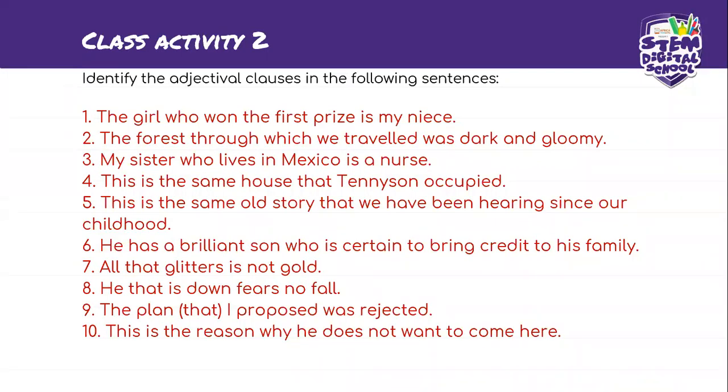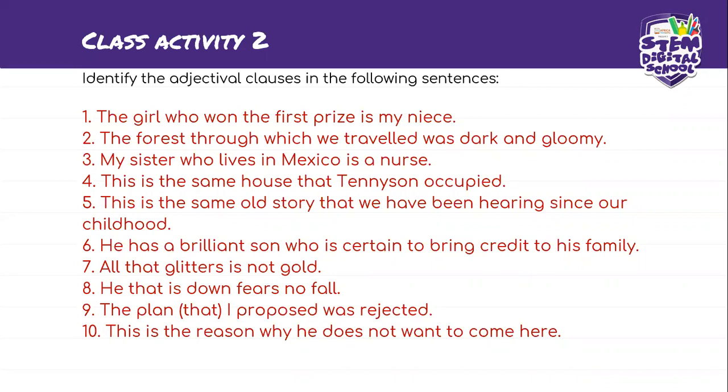Then the last one: this is the reason why he does not want to come here. So the answer is why he does not want to come. Yes, that is correct. Why he does not want to come is our adjectival clause.